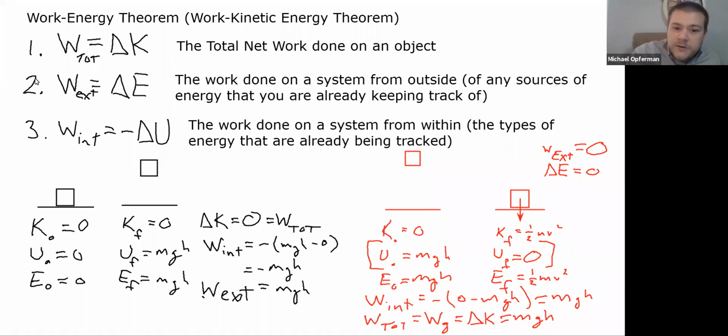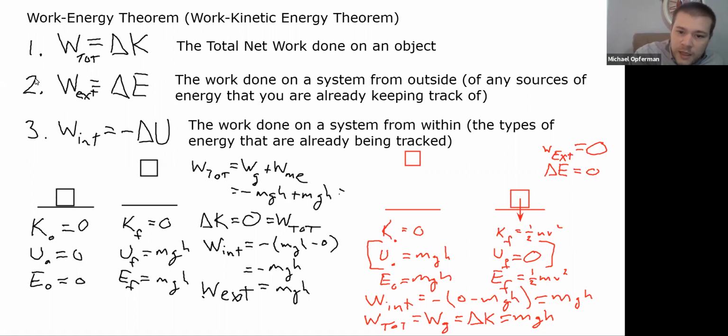What's happening here is there are actually two things doing work on the system. The total work done on the system is the work done by gravity plus the work done by me. And the work done by gravity is minus mgh. The work done by me is plus mgh. And sure enough, that sums to 0, just like the textbook said it would. So in this case, the total work done on the system is 0. So the change in kinetic energy is 0. But that's because there's negative work being done by gravity, positive work being done by me.